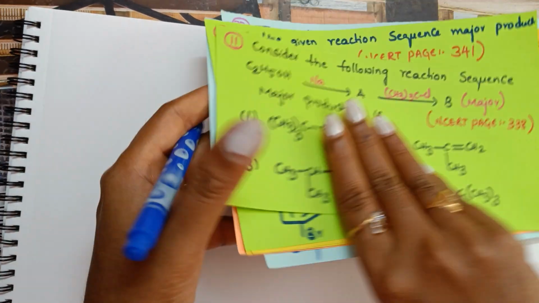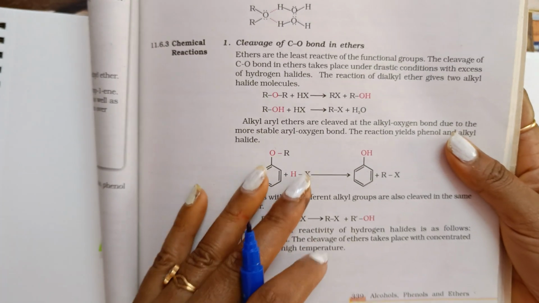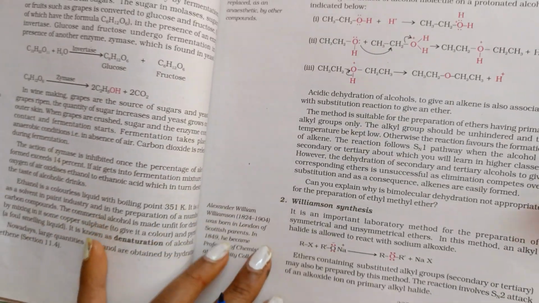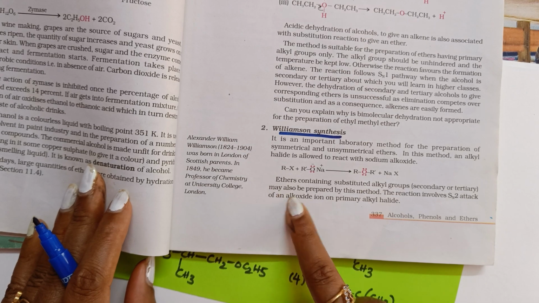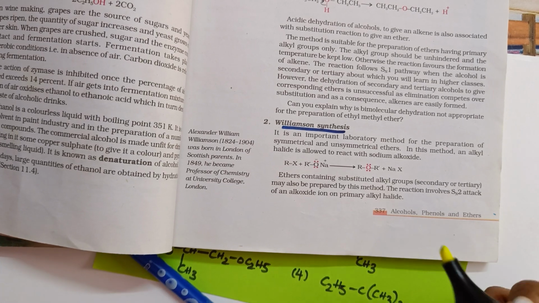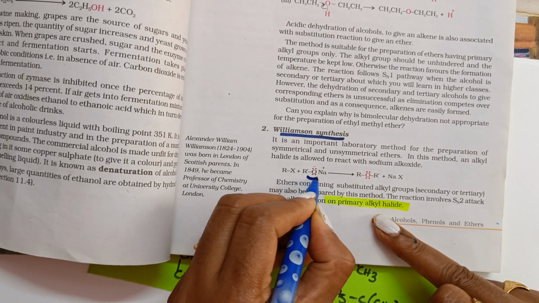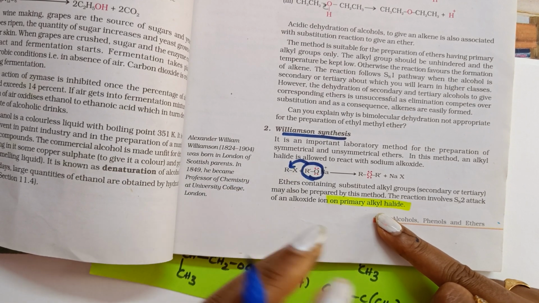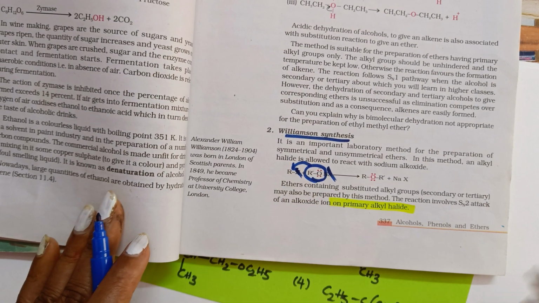Take alcohol. This is from page number 338. See here, Williamson ether synthesis. The important point mentioned is the reaction involves SN2 attack of an alkoxide ion on a primary alkyl halide. So this is a very, very must condition: the alkyl halide must be primary. If it is primary only, the alkoxide ion attacks the alkyl halide, Na and X go out as NaX, and simply ROR, ether, will form.